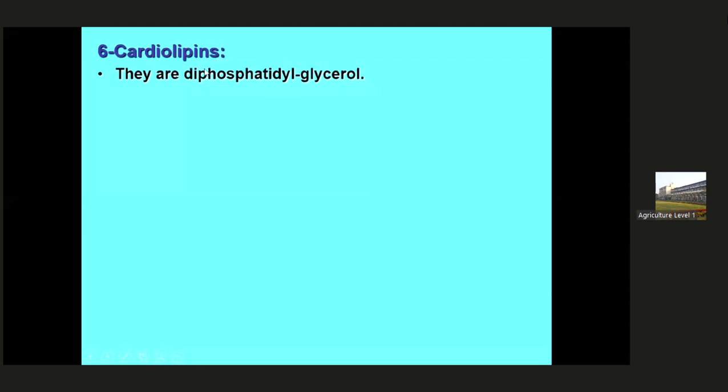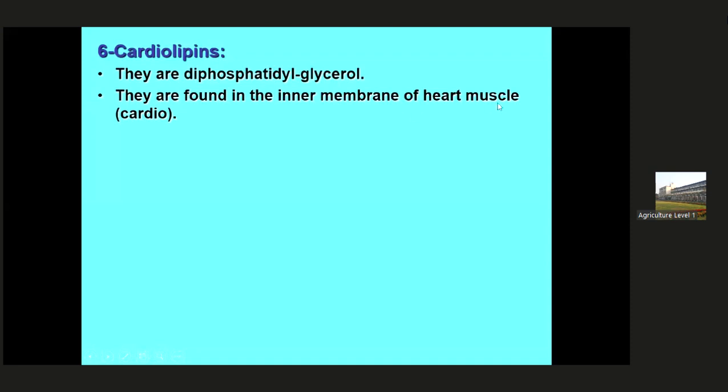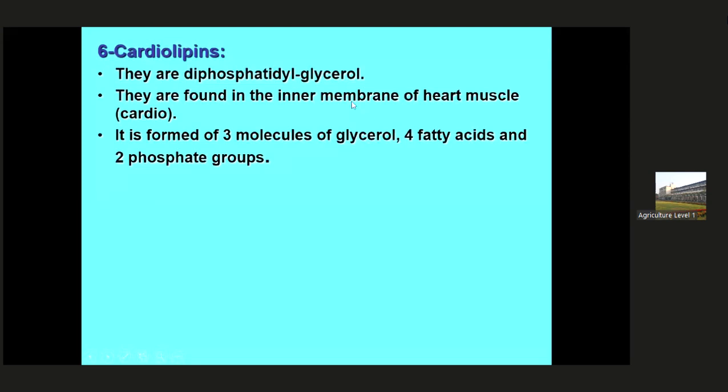Its structure is certainly different, but it contains 3 molecules of glycerol. So this is diphosphatidyl glycerol. Diphosphatidyl glycerol means it contains 2 phosphatidyl groups, phosphatidic acid, and 3 glycerol. So from this name you can imagine the structure. They are found in the inner membrane of the heart muscle, so it is called cardiolipins. Yes, 3 molecules of glycerol, 4 fatty acids and 2 phosphate groups.